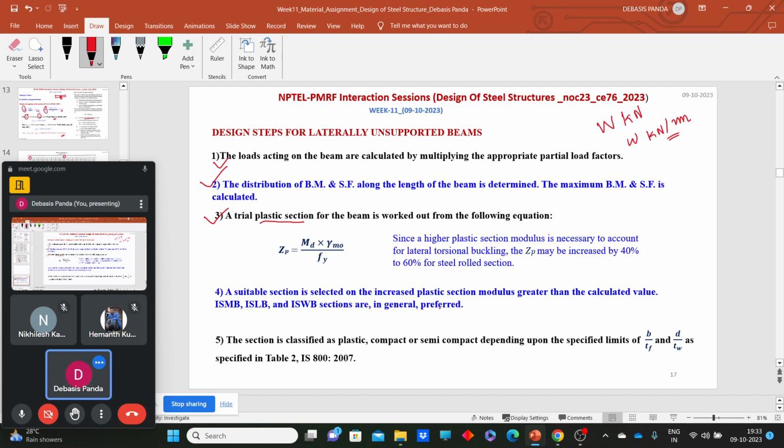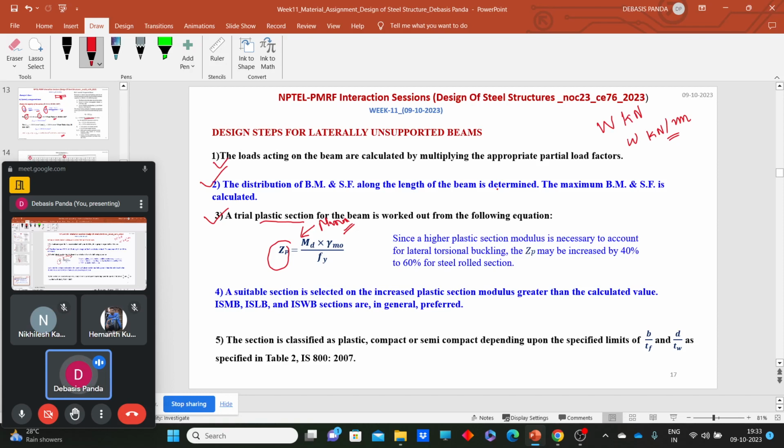So we will calculate the required plastic modulus. Obviously, for the laterally supported case also, we have calculated that required plastic modulus on the basis of yielding failure. So we have the value of Md. What is that Md? It is nothing but the maximum bending moment generated due to the factored load. What we are doing in this step is considering that due to that bending moment, this much plastic sectional modulus is required.